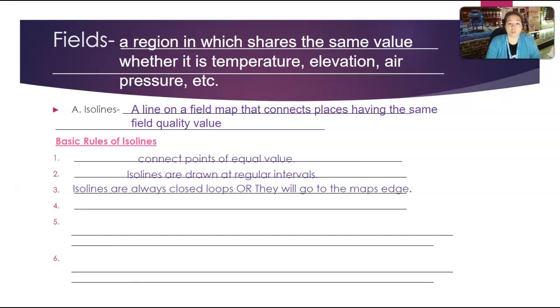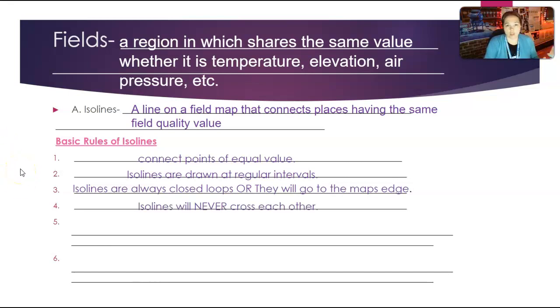They're always closed loops. So they're like really weird, squiggly circles. And it could be a circle that goes all the way around the world or a little tiny circle that encompasses all of Syracuse, New York. It just depends on what field value you are looking at. However, if the numbers keep going off your map, these isolines will go off the map, making an invisible, very weird looking circle.